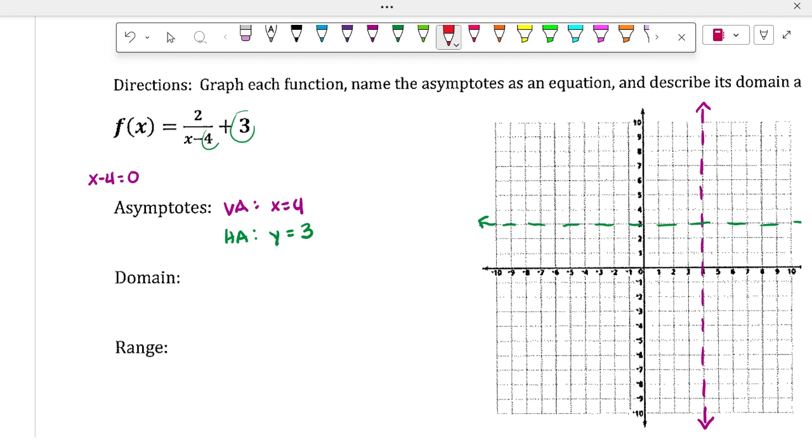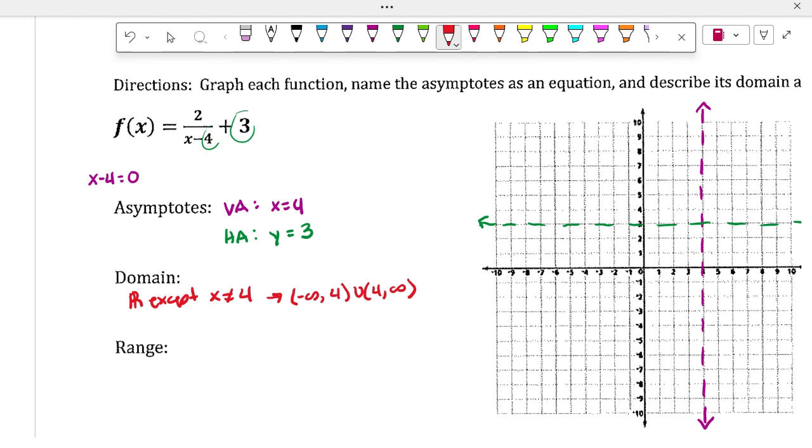All right. So then, what's my domain? All real numbers except x cannot equal 4. So whatever your vertical asymptote is, that's the exception in your domain. You can also write it as negative infinity to 4 union 4 to infinity.